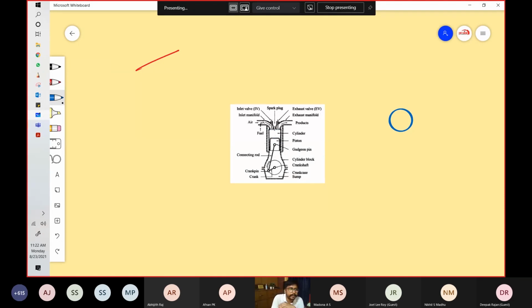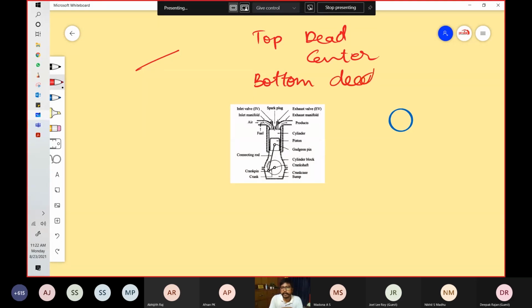One is the top dead center, and one is the bottom dead center. Okay. So this position, when the piston comes over here, is known as the TDC, or top dead center. When the piston goes to the bottommost position, it is known as the BDC, the bottom dead center.